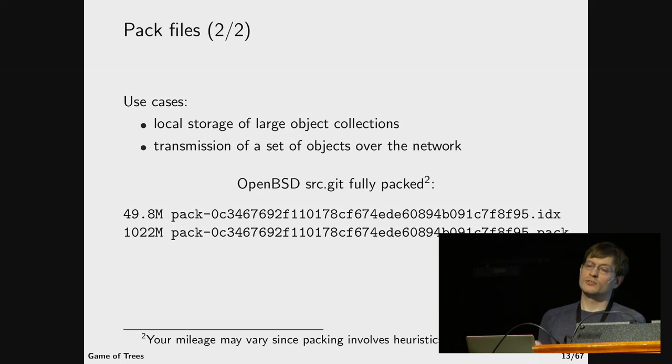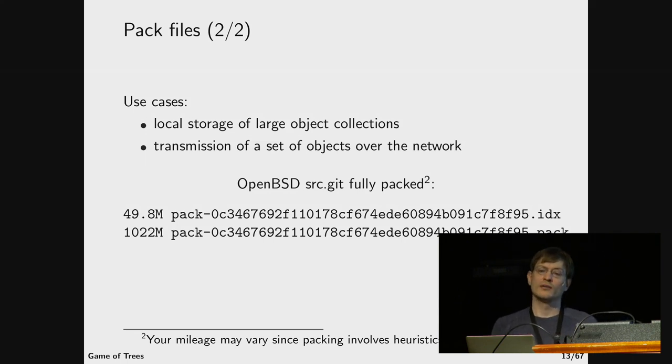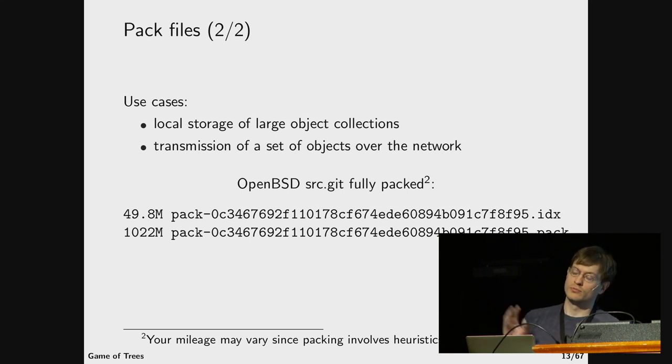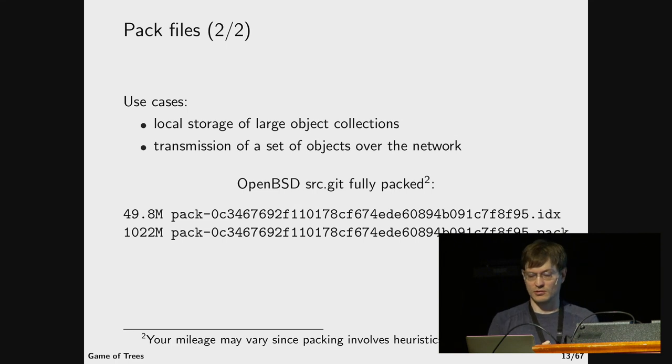Pack files are also used in Git for communication purposes. When you send a collection of objects between servers, they will usually be packed in a pack file, so you use the same space efficiency to limit the amount of network traffic being sent around.